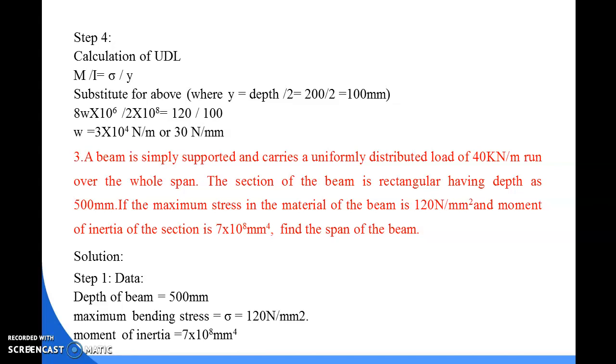So here is a problem. A beam is simply supported and carries a uniformly distributed load of 40 kN per meter over the whole span. The section of the beam is rectangular, having depth as 500 mm. If the maximum stress in the material of the beam is 120 Newton per mm square and the moment of inertia of the section is 7 into 10 to the power 8 mm fourth, then what is the span of the beam? So here the length L of the span of the beam you have to find out.